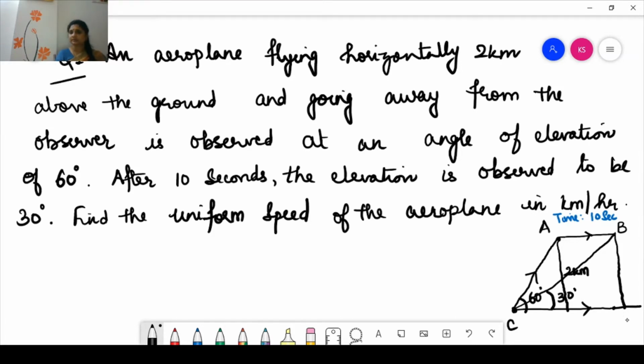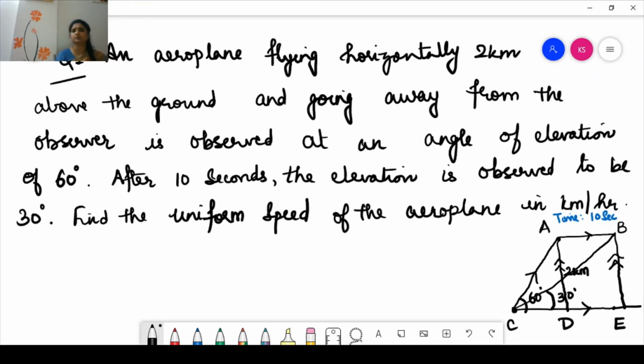So A, B, C, D, E. Let's complete labeling the figure. Then we are able to see that these two are both perpendicular lines, so those are parallel to each other, and they will be equal. Right, so this forms a rectangle.